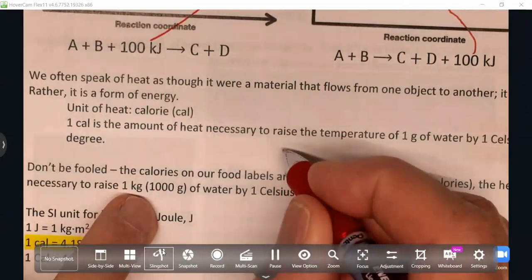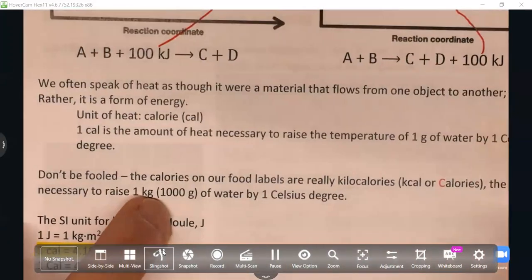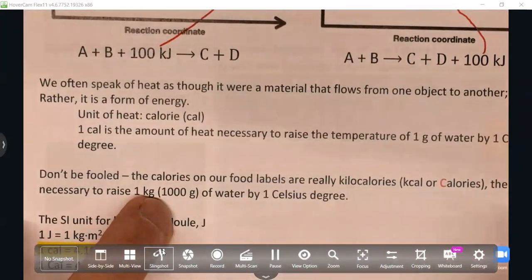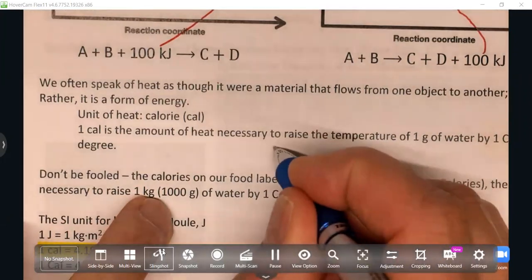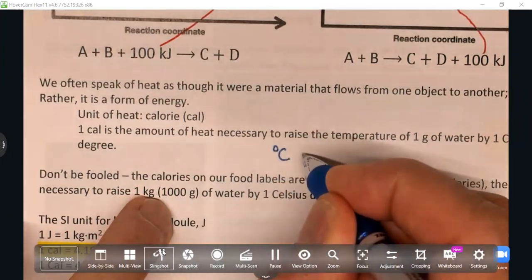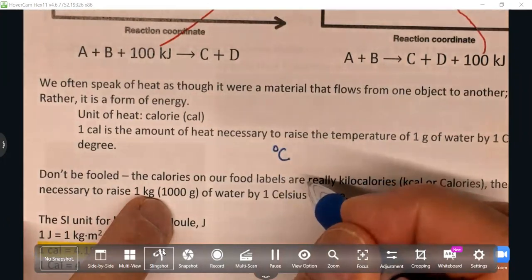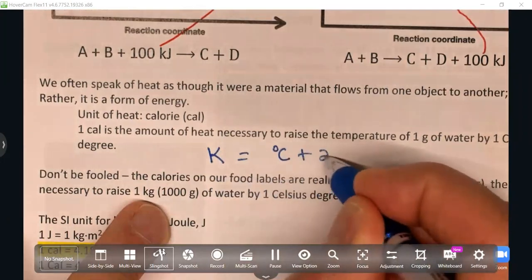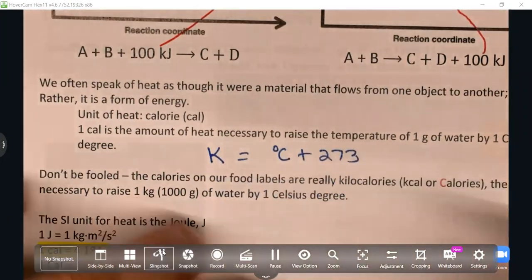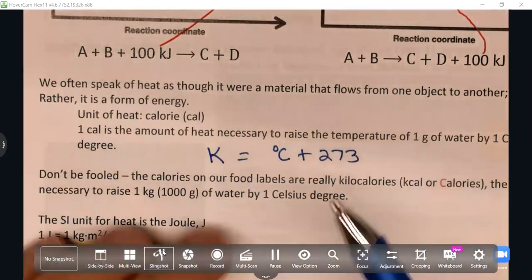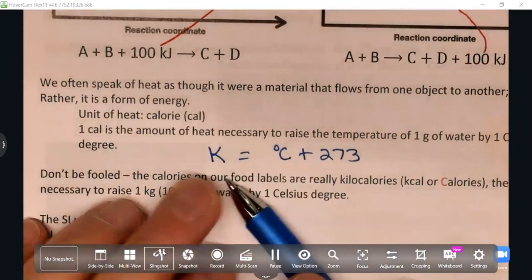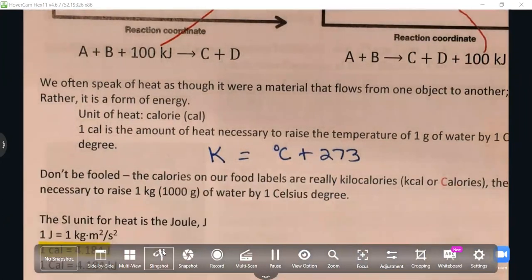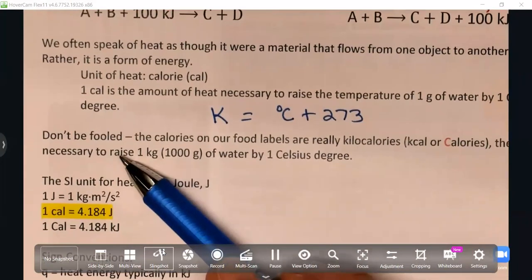Well, what about Kelvin temperature? If we go Celsius to Kelvin, we got to do what? We got to add 273, right? But if it goes up 1 degree Celsius, it also goes up 1 degree Kelvin. So sometimes you'll see Kelvin in here. All right. Don't be fooled.